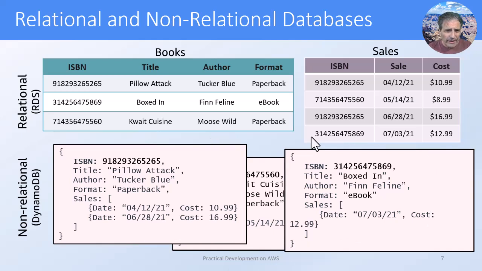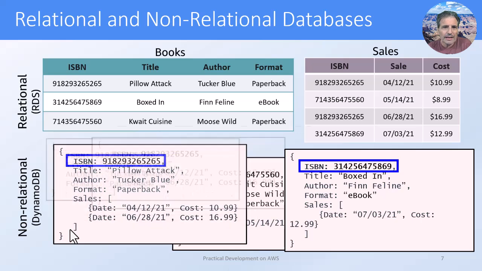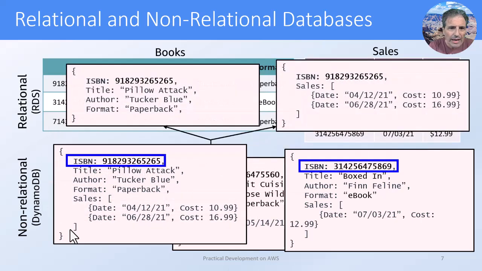Now, if you look at this, you're going to see that I have both the books and the sales in the same JSON structure. So you might ask, hey, why couldn't you split up the data and put it over there? Because, yes, I do have a key that is common between the two of them, but I could have split them up.